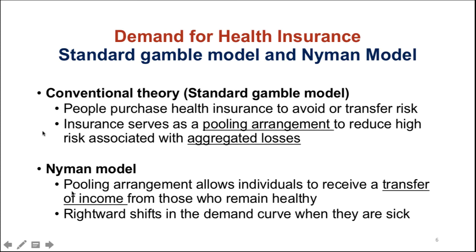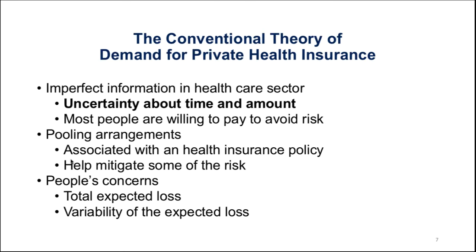Now, in this lecture, we only focus on the conventional theory, which is more popular. The conventional theory of a standard gamble of the demand for private health insurance says that we are dealing with imperfect information in the healthcare sector. So the patients or consumers don't have information, and there is asymmetrical information between providers and consumers. And there is an uncertainty about the time and amount of money they have to spend. So most people are willing to pay to avoid this risk, to get into the pooling arrangement, which is associated with a health insurance policy.